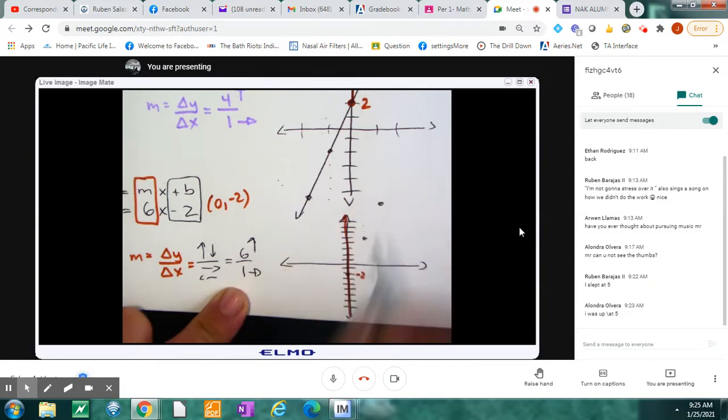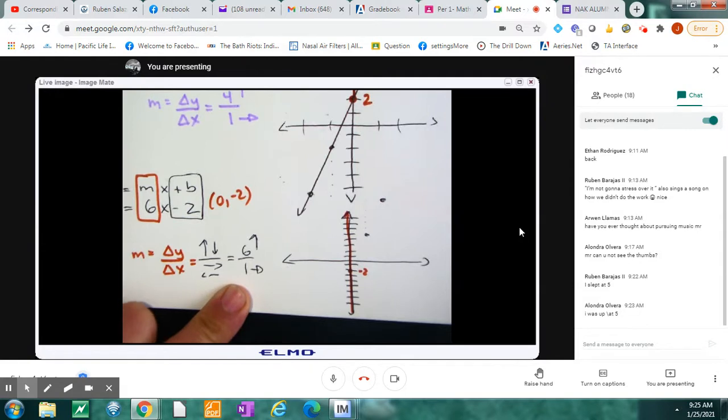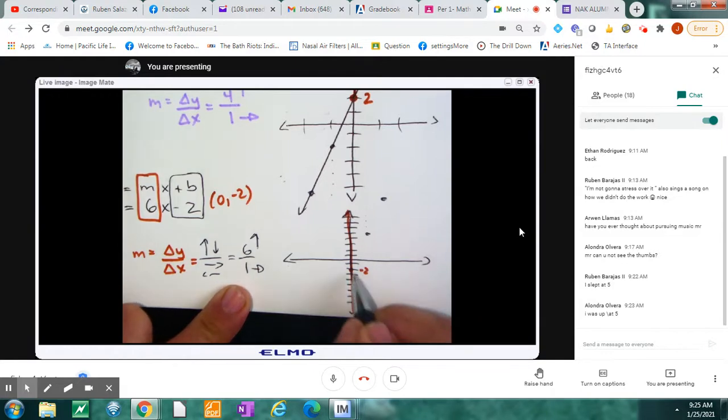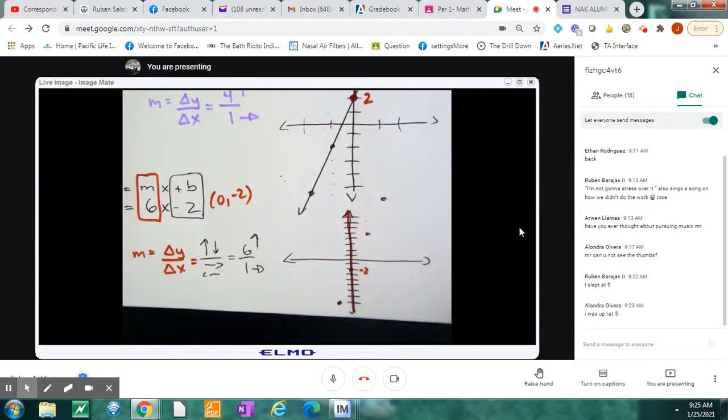1. Got it? Now let's go backwards. -6, 1. Can you see clearly now? 1, 2, 3, 4, 5, 6. That's it right there.